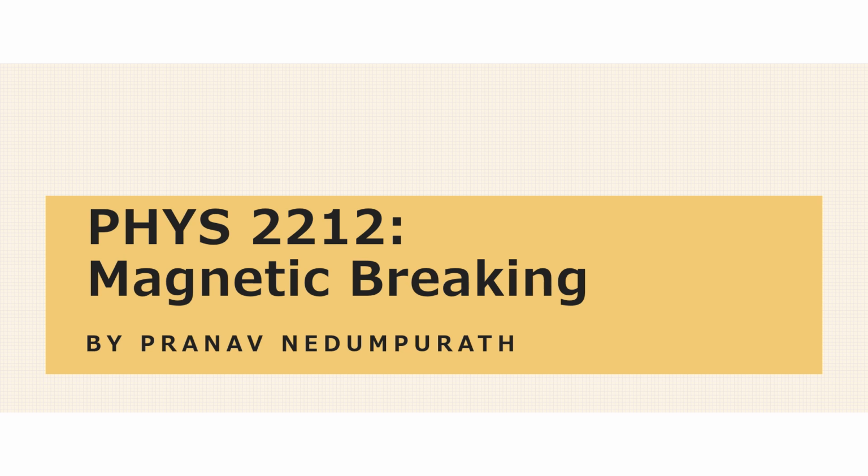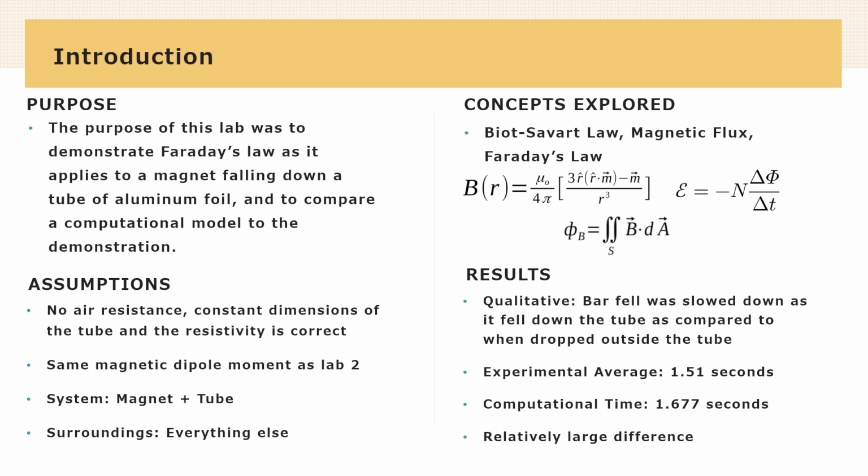Hello, my name is Pranav, and this is my Physics 2212 Magnetic Braking Lab. The purpose of this lab was to demonstrate Faraday's law as it applies to a magnet falling down a tube of aluminum foil, and then to compare a computational model of this to the demonstration.